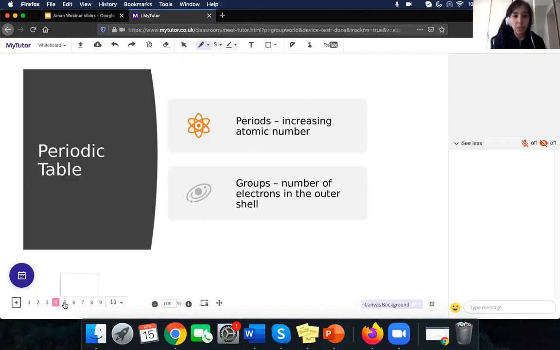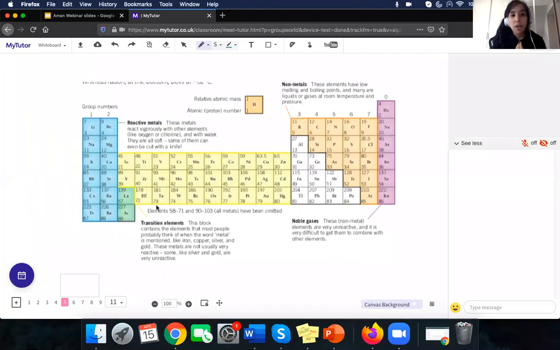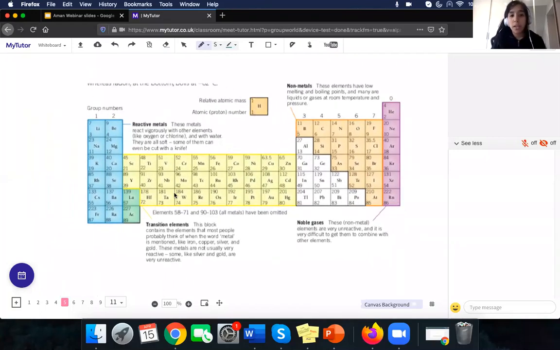Okay, so let's have a look at the periodic table. Over the next couple of days, we'll be looking at the transition elements. The noble gases we'll be looking at today, group 1 and group 7. So all the exam boards require you to know about group 1, group 7 and the noble gases. Some of them require you to know about the transition elements as well.